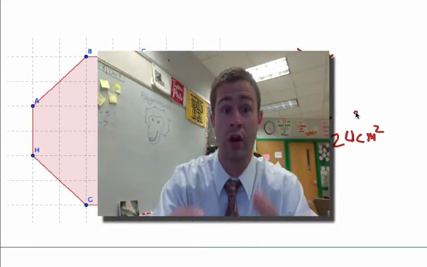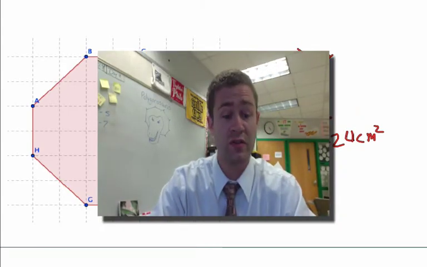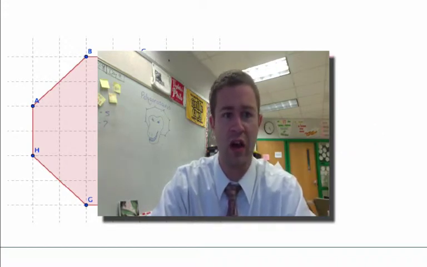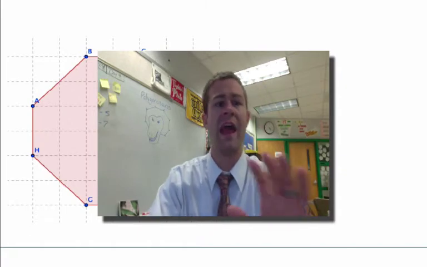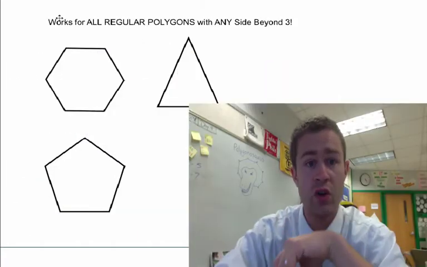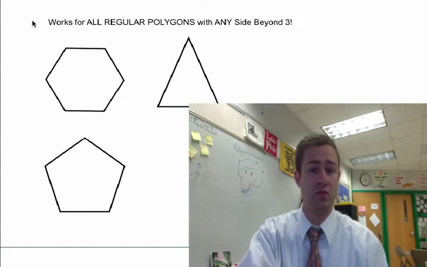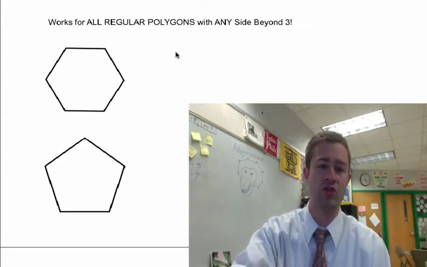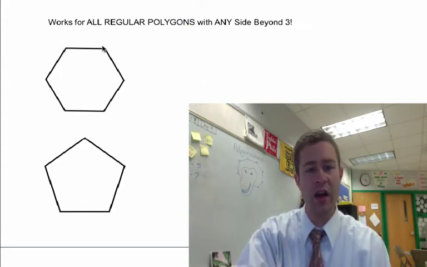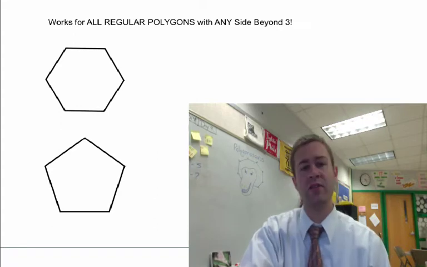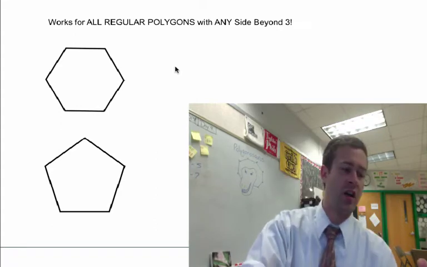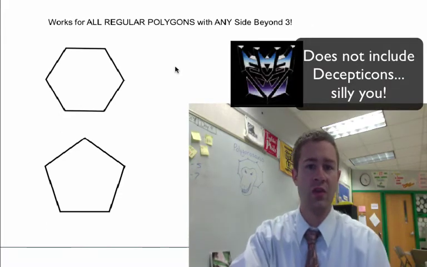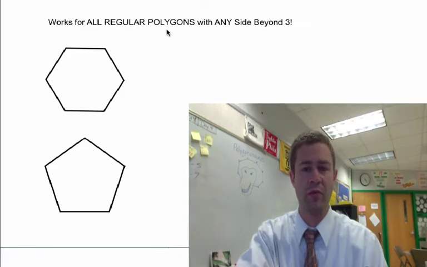Now, this would work with every other type of polygon that's regular. Again, it has to be regular, meaning that it has same sides and same angles. So it would work for any type of regular. And so it works for all regular polygons with any side beyond 3. So sorry, triangles, we know your formula. We don't have to worry about you. But we have it for hexagons, pentagons, octagons, septagons, nonagons, decagons, and all those other agons that you would have for any type of problem that you would come into.